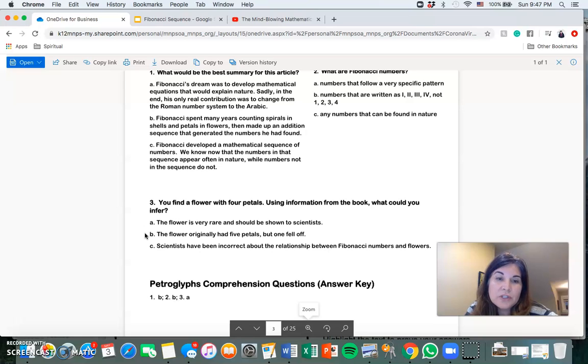B, the flower originally had 5 petals but 1 fell off? Or C, scientists have been incorrect about the relationship between Fibonacci numbers and flowers?